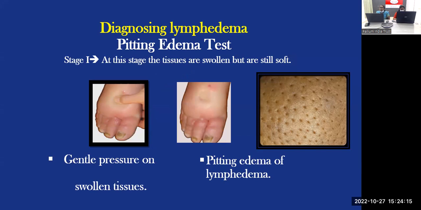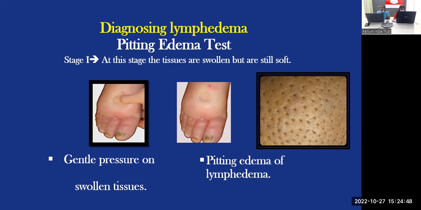Okay, if you have seen this kind of condition, if you give your finger pressure on that area, the finger point is visible to you. Here you can see that area. This is the pitting edema stage. This is stage 1 lymphedema. Remember, you have to take a proper history. Then only you can do the physical examination.